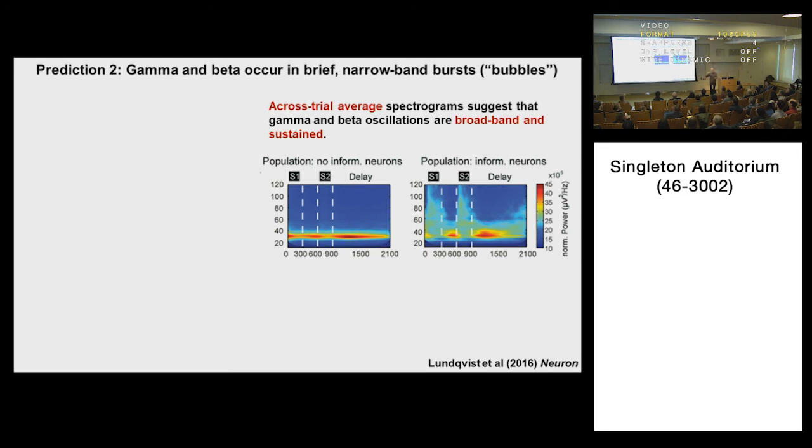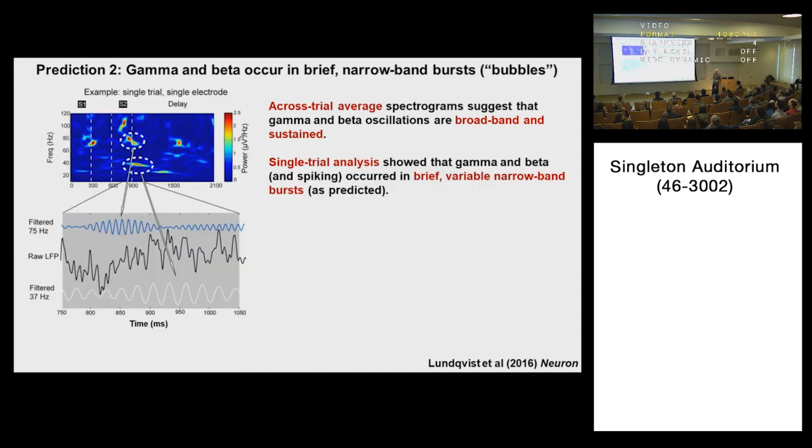You also see this on the single neuron level. I saw this for 20 years when I studied working memory. You see continuous spiking. But that is an artifact of averaging across trials. If you look at individual trials in real time, what you see is a very different picture. What you see is short, brief bursts of both gamma and beta oscillations.